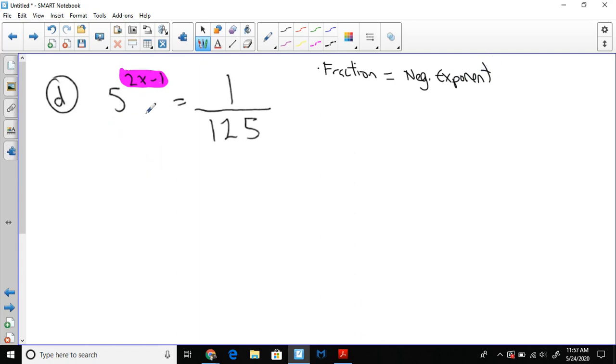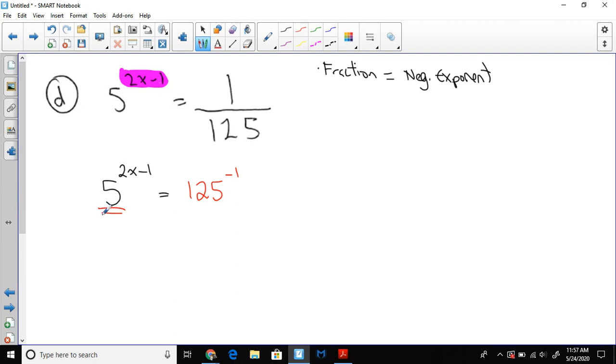Okay, so watch what I'm going to do. This side here, I'm going to leave because base 5 is good to me, right? I like that. 2x minus 1 equals. Now this I can write as 125 to the power of negative 1. Okay? Everybody cool with that? So now, when I look at this, you're like, well, which side am I going to change the base on? Well, obviously the common base is going to be 5, because this one I cannot change at all.